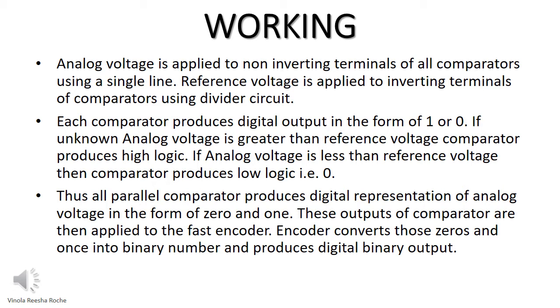These outputs of the comparators are then applied to a fast encoder. The encoder converts those zeros and ones into a binary number and produces the digital binary output. This way, a 4-bit flash ADC works in order to convert the analog voltage into its equivalent digital value.